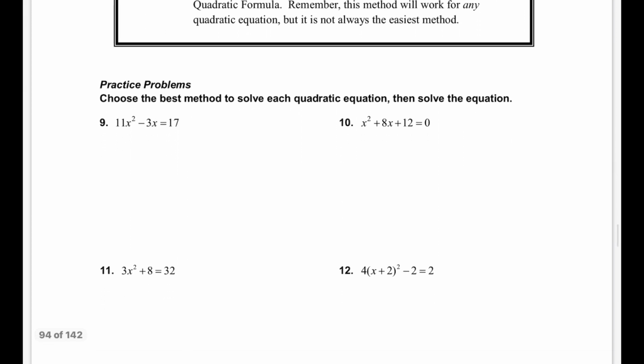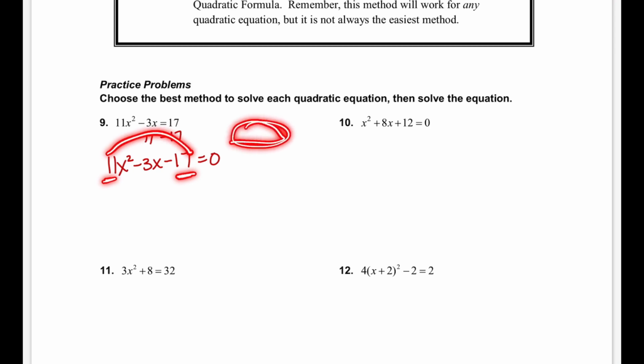So let's look at number 9. It does not set equal to 0, so we subtract 17 from both sides of the equal sign. We get 11x squared minus 3x minus 17 equals 0. Now I have an 11 and a 17. 11 times 17 is going to give me a really big number, and adding factors of it to get to -3 is going to be pretty hard. If it looks hard to factor, just go right to the quadratic formula. This one looks like a quadratic formula one to me.